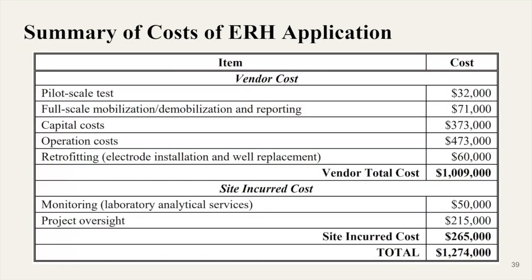This table displays the summary costs of ERH applications from a recent Navy project for treatment of source zones containing DNAPL or high concentrations of volatile contaminants. As you can see, the total cost of this project was approximately $1,274,000.